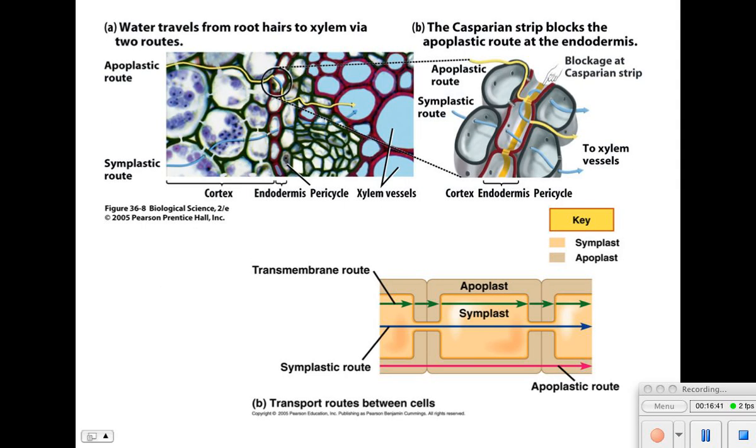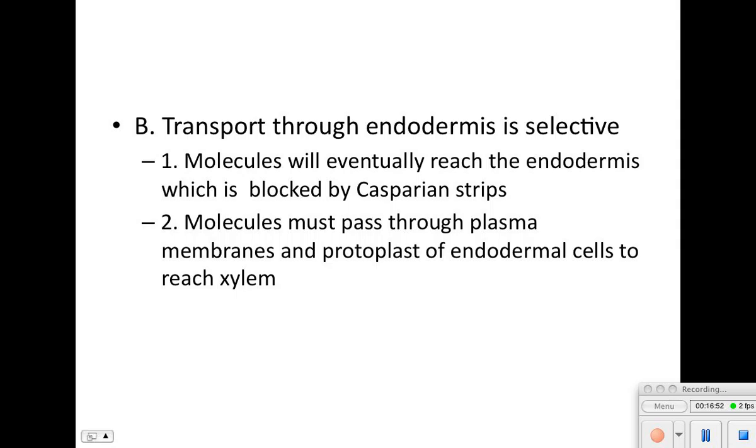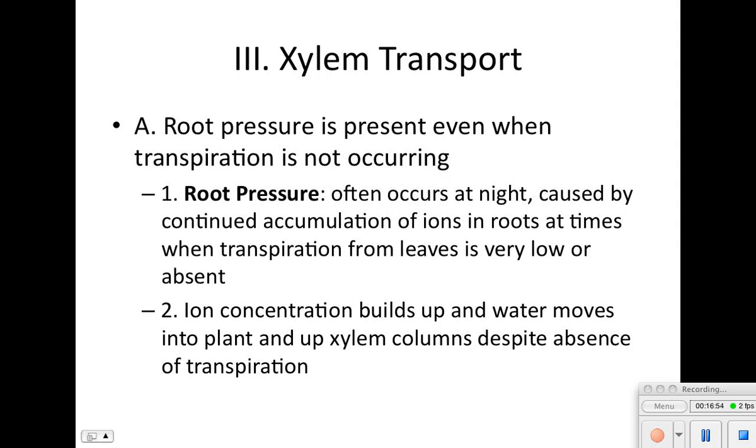Okay, so here's my Casparian strip. So now it has to go through a certain route in order to get past it to the xylem, because the xylem is inside the Casparian strip. Okay. Xylem transport.